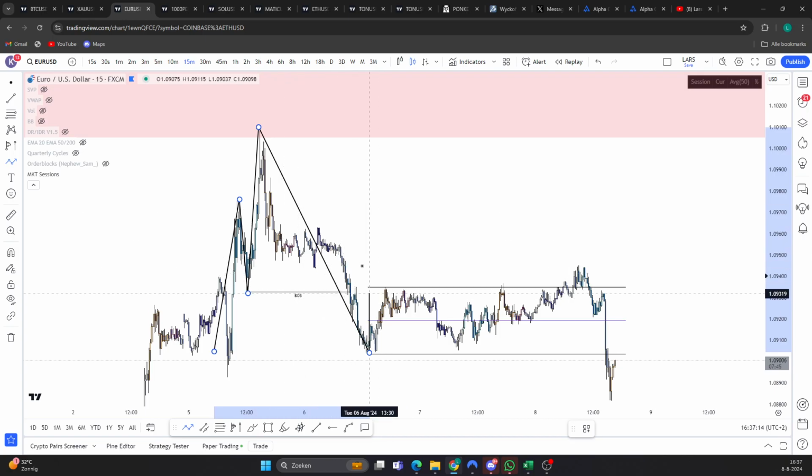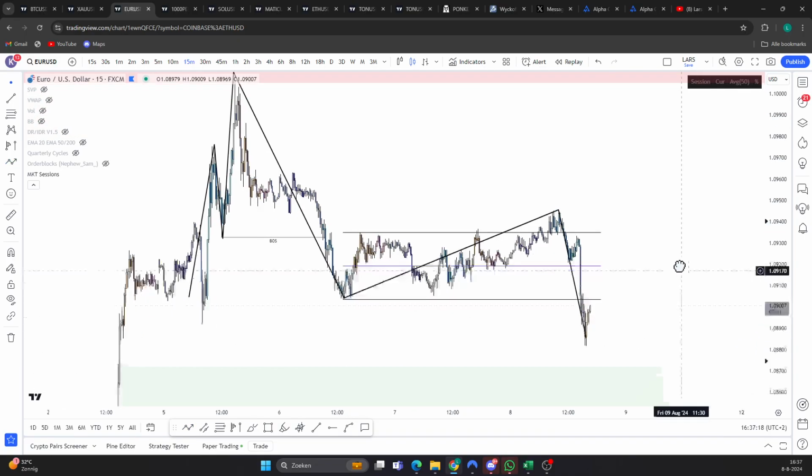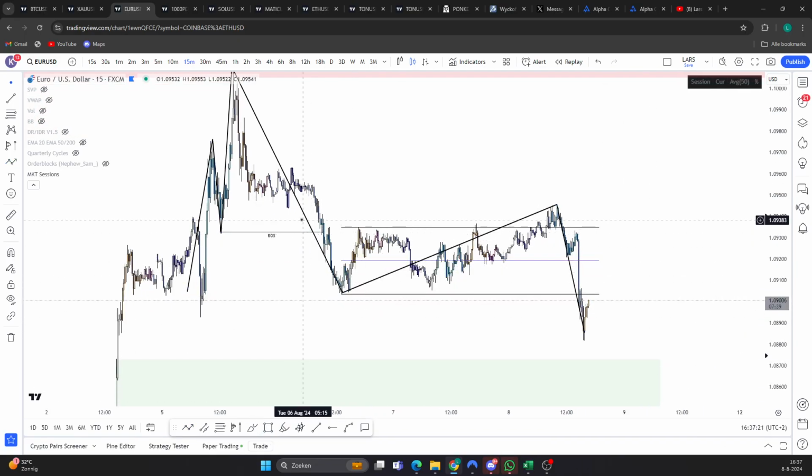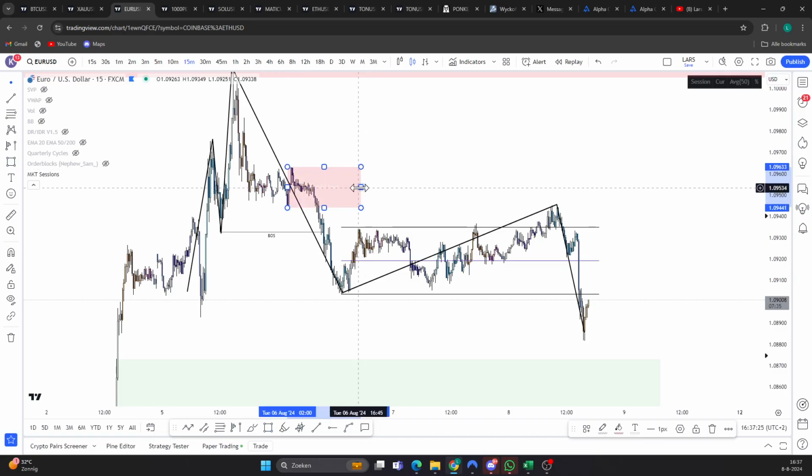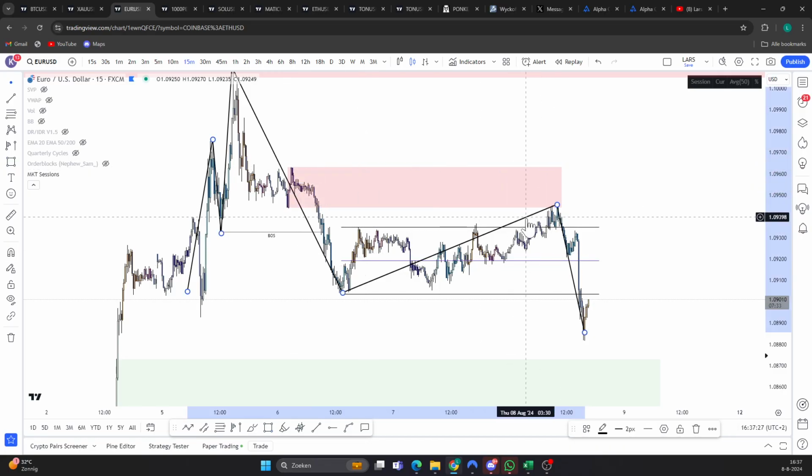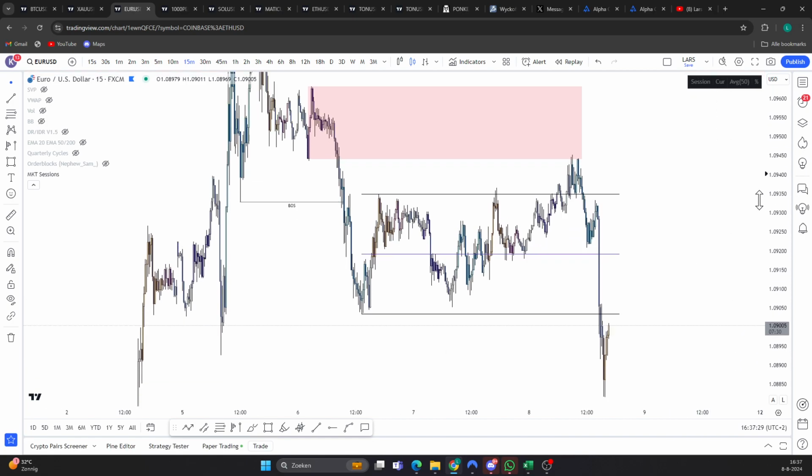So we broke structure coming into a macro supply zone. What is the expected order flow after breaking structure? A lower high for a lower low. Okay, a lower high for a lower low. This was a nice little supply zone that I was watching. There you go. And then what happened?